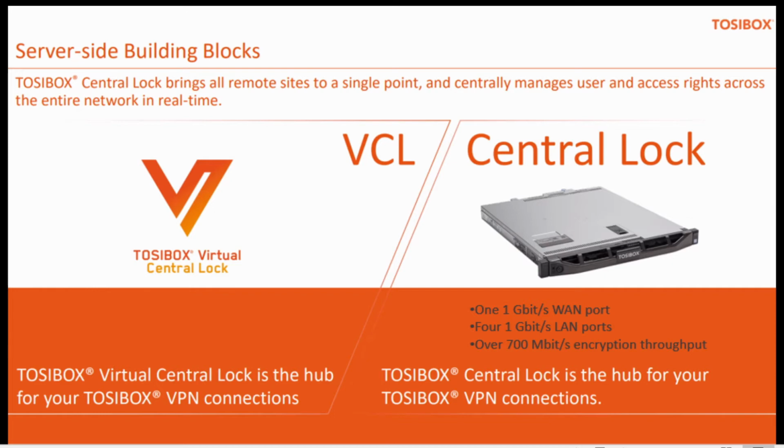And on the right side, the hardware version of the central lock. The virtual central lock is just the software, and you can install that on your own system. On the right-hand side, you have the hardware version where the software comes pre-installed. So we looked at some building blocks. We looked at the locks that are available for the machine side. We looked at the keys, which are available at the user side. And then we looked at the central lock, which brings it all together.